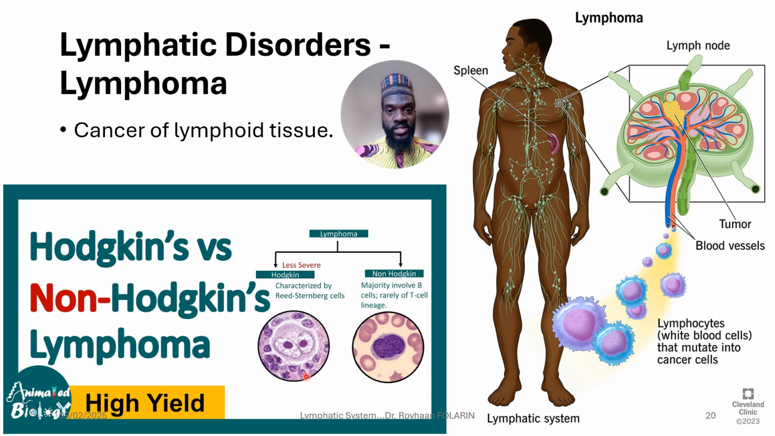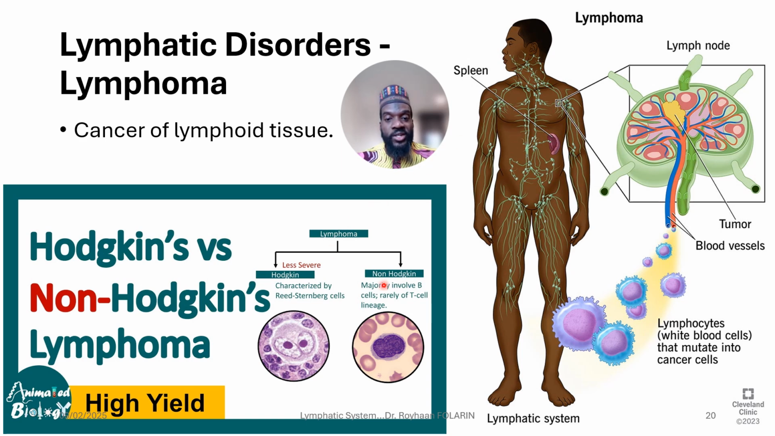So for Hodgkin lymphoma, it typically follows a contiguous pattern of spread from one lymph node to the next. So it follows that contiguous pattern from one lymph node group to another during its metastasis.